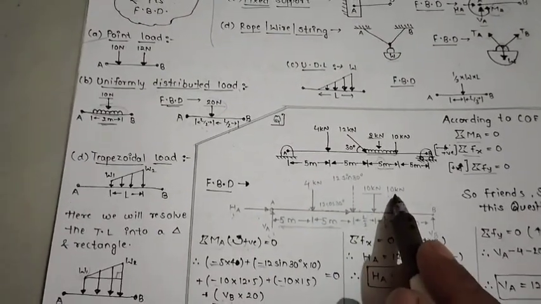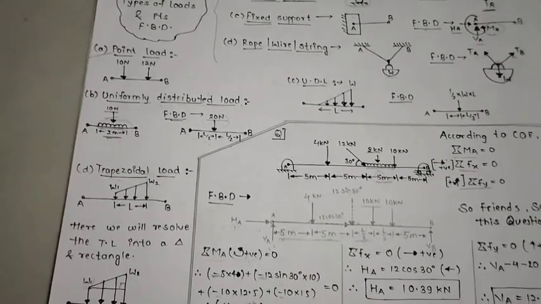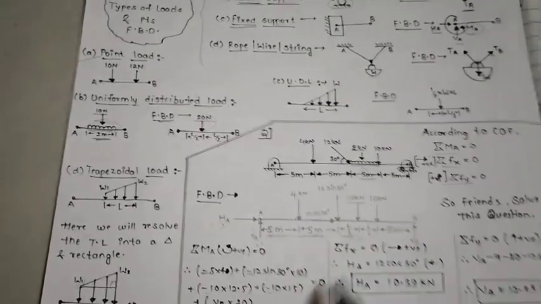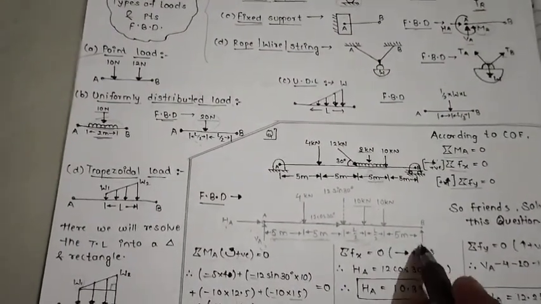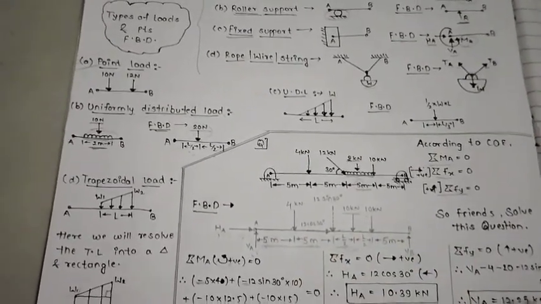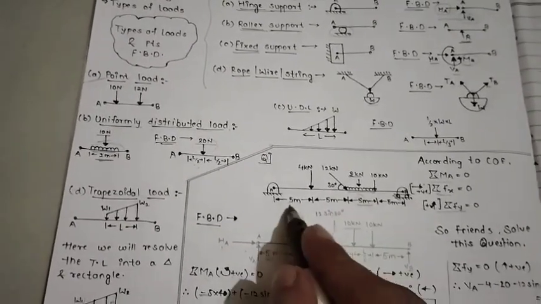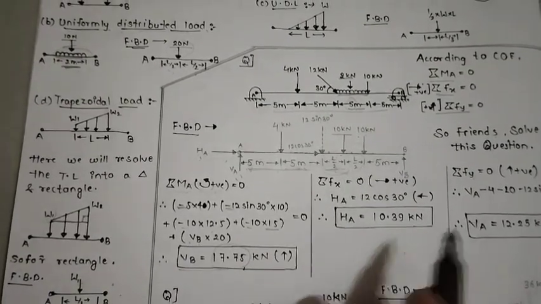For this 10 kilonewton and this 10 kilonewton, one is at a distance of 2.5 here and 10 here, so 12.5, and for the other 10, it is overall 5 and this 10, so 10 plus 5, that will be 15. These forces are also downwards, that's why it will also be clockwise. After that we have VB, which is acting vertically upward, means it is anti-clockwise, hence VB into 20, as the overall distance is 20. So after solving, we will get VB equal to 17.75 kilonewton.